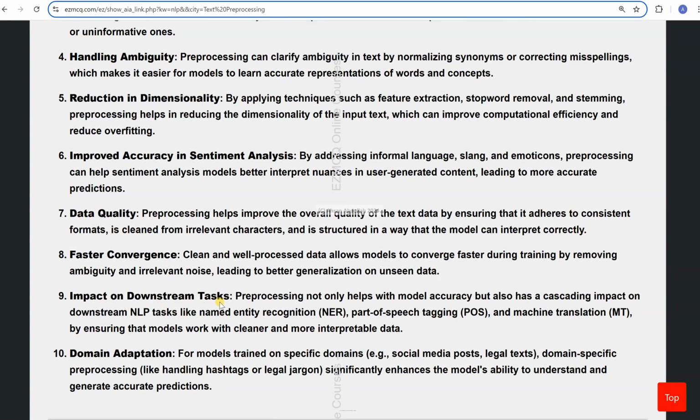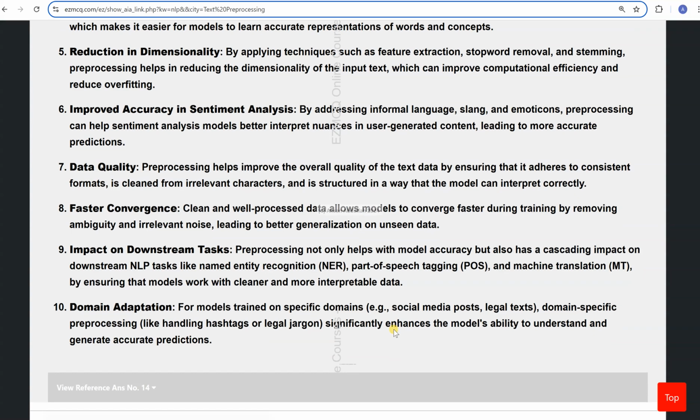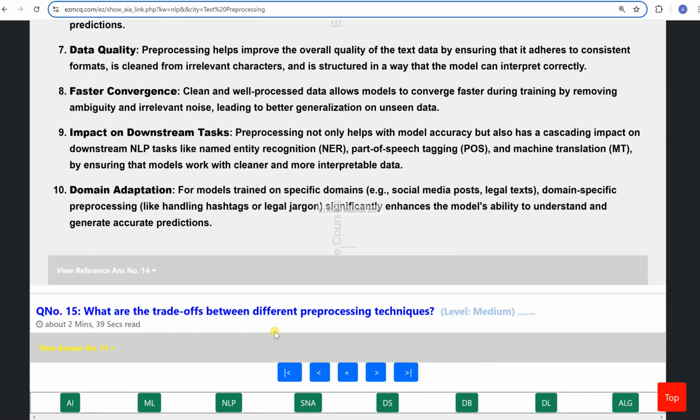Impact on downstream tasks. Whatever is done here is ultimately going to affect the next stages. For example, named entity recognition: what is the person, what is the place, what is the date. And part of speech tagging: which is the noun, which is a verb, which is a pronoun, adverb, and so on. And machine translation. So it has a great impact. And then of course, for models which are trained on specific domains, domain-specific pre-processing has to be done. For example, for the legal or medical profession and so on. So it is very critical.